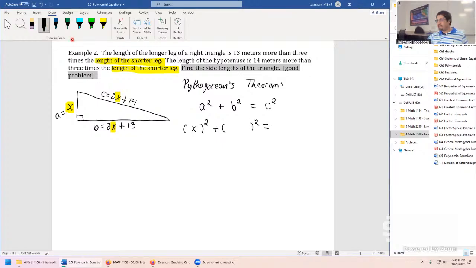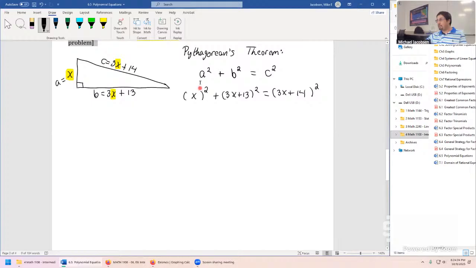Okay, here's b squared finally. In place of where b was, we're throwing in the 3x plus 13, so another substitution. And another substitution from over here where c was. It's to power 2, but in place of c, put 3x plus 14. Okay, so we've got an equation we can work out.